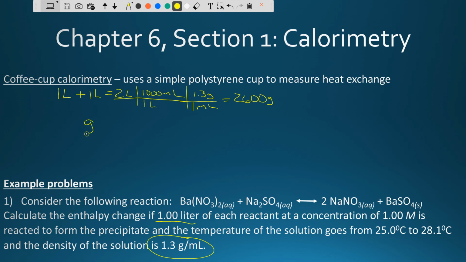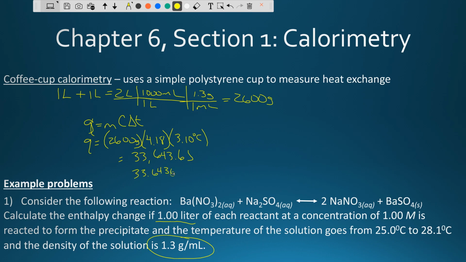All right, so now if I plug it into my Q equals MC delta T, I see that Q equals the 2,600. Now that's grams, that's my mass. My water is what's being generated in, and the temperature change is 3.10 degrees Celsius change. Okay, so this is going to give me 33,643.6 joules. This is the same thing then as 33.6436 kilojoules. Okay, either one works.